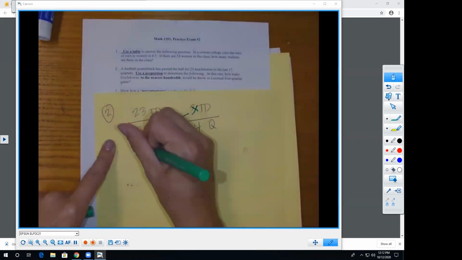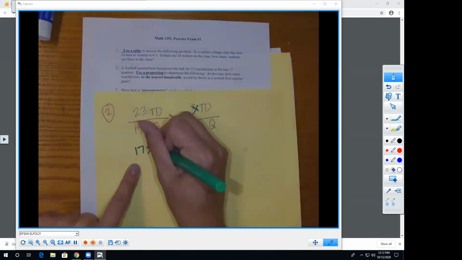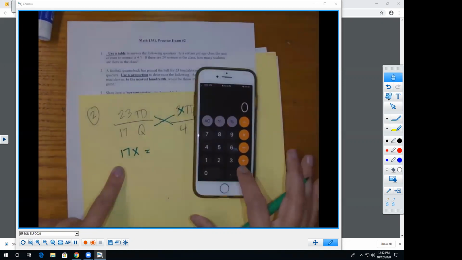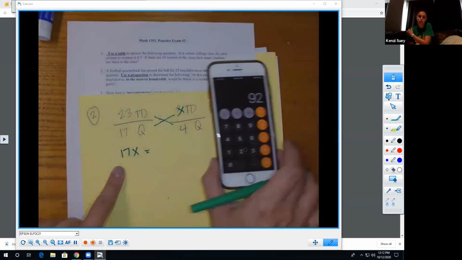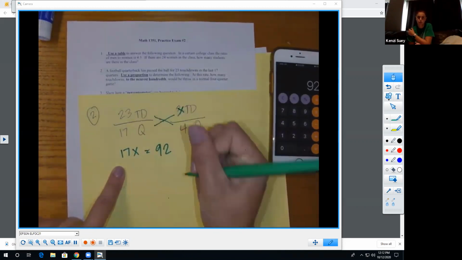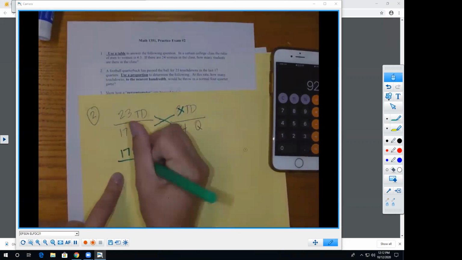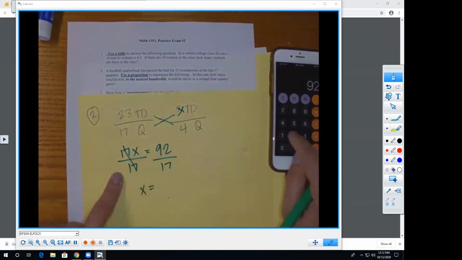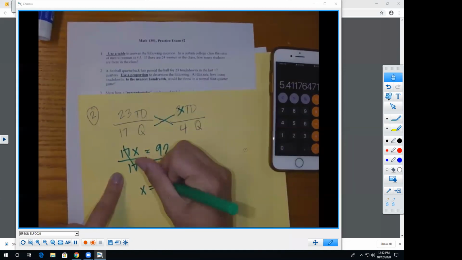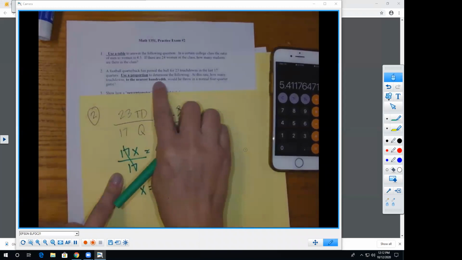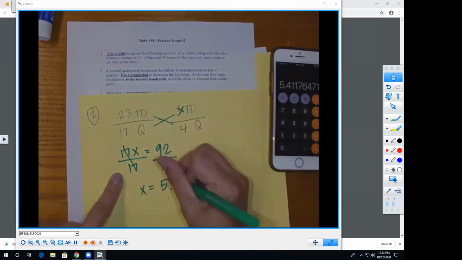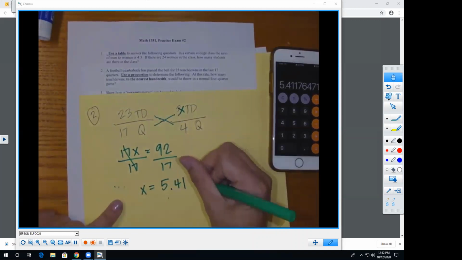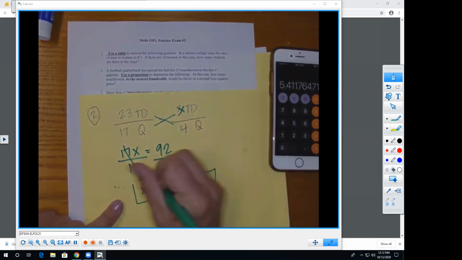So 17 times X would be 17X. 23 times 4 would be 92. And then to solve for X, divide both by 17, and we get 5. It said nearest hundredth, so 5.41. So 5.41 touchdowns.